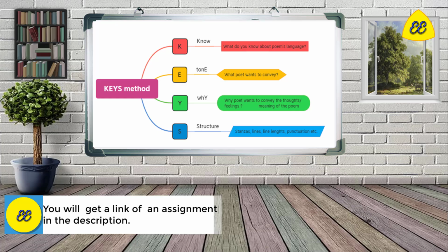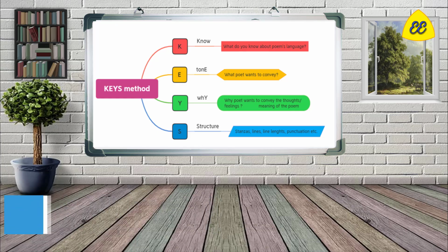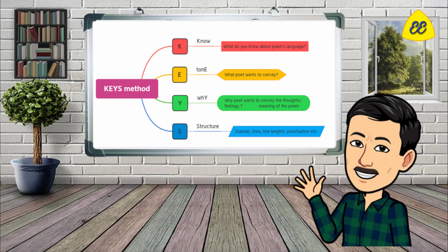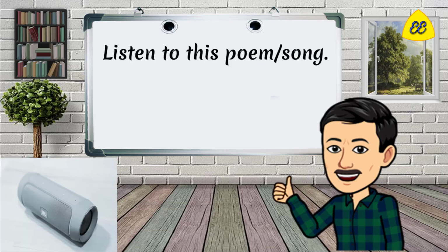And the last letter is S. S stands for structure. What do you notice about how the poem is put together? Like stanzas, lines, line lengths, punctuation, etc. Using these keys, we are going to unlock the poem. Are you ready? Let's listen to this song first.